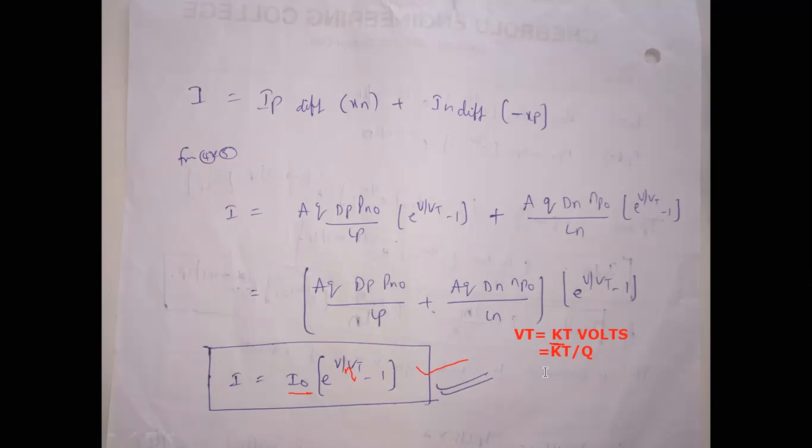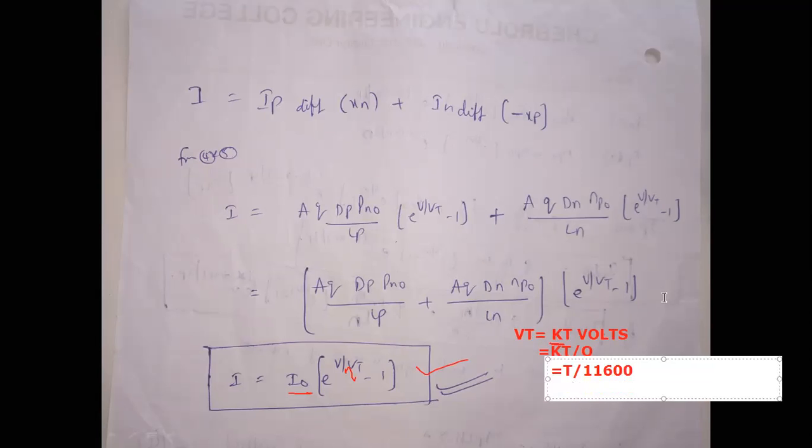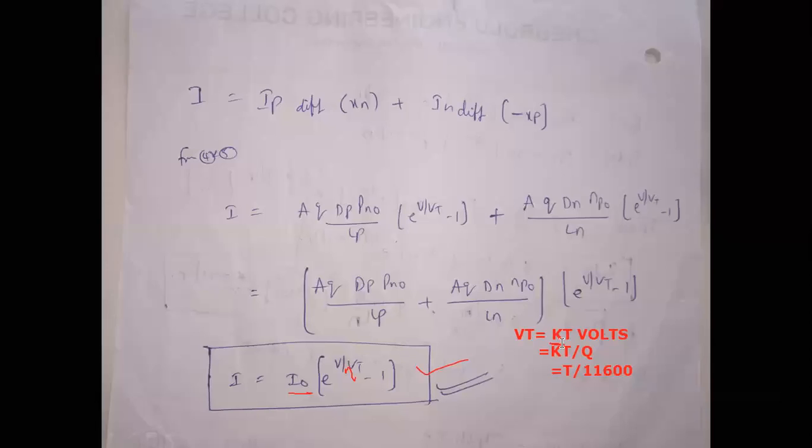It is also written as T by 11,600, which is a constant. 11,600 comes from substituting the value of k bar by Q, where Q is the charge, Q equal to 1.6 into 10 power minus 19 coulombs. All these values you are familiar with from first year physics.